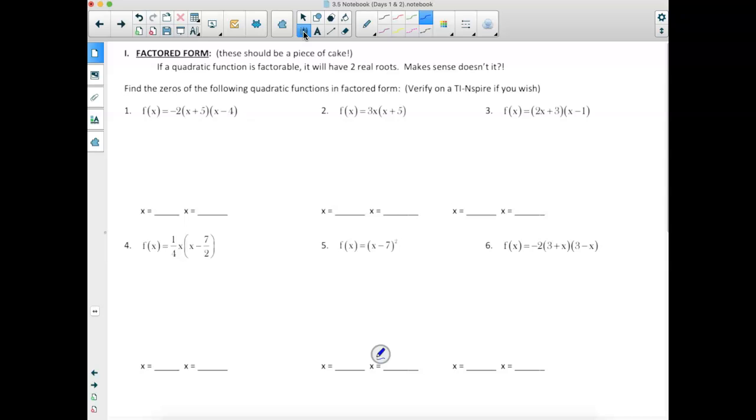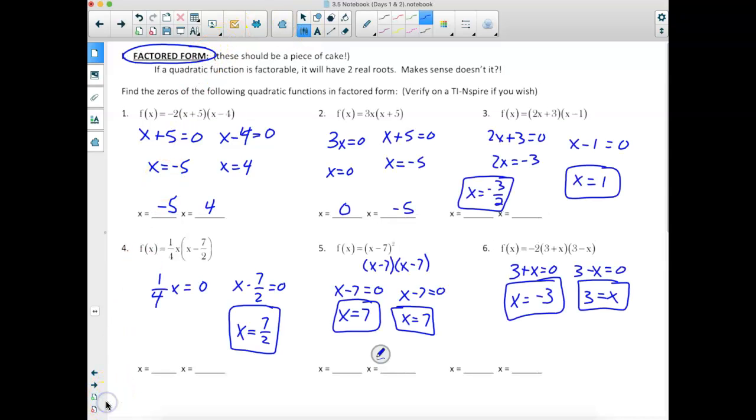So, when we're in factored form, okay, remember, we're already factored. We just take each factor that has an x in it, set it equal to 0, that's x plus 4 equals 0, and we solve them because in factored form, we are using the zero product property to find out x is negative 5, x is 4. I'm going to hit pause. You do the next 5, and I'm going to come back and see if you got them right. Back at the factored form, why don't you check these all out, see how you did.